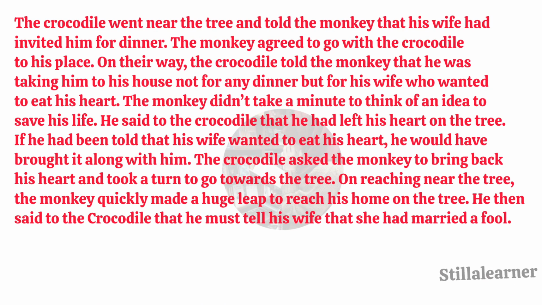The crocodile went near the tree and told the monkey that his wife had invited him for dinner. The monkey agreed to go with the crocodile to his place. On their way, the crocodile told the monkey that he was taking him to his house not for any dinner, but for his wife who wanted to eat his heart. The monkey didn't take a minute to think of an idea to save his life. He said to the crocodile that he had left his heart on the tree. If he had been told that his wife wanted to eat his heart, he would have brought it along with him.